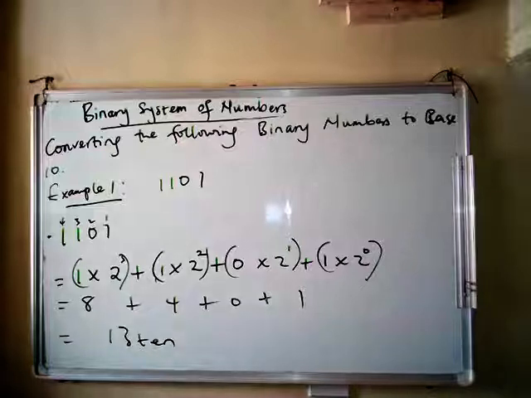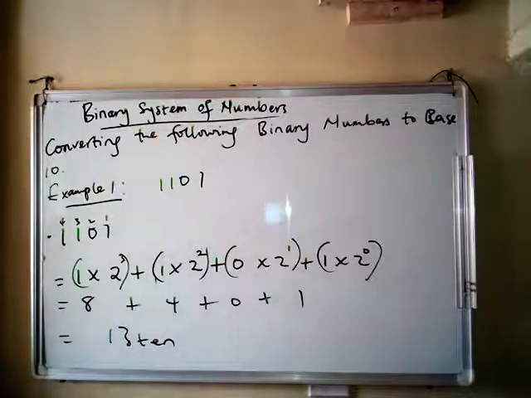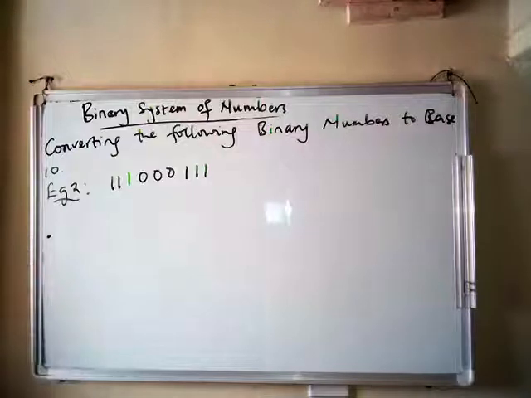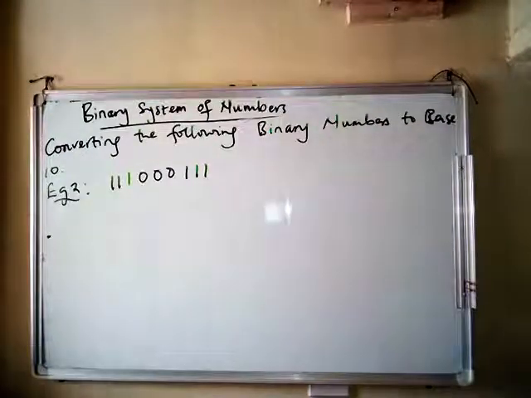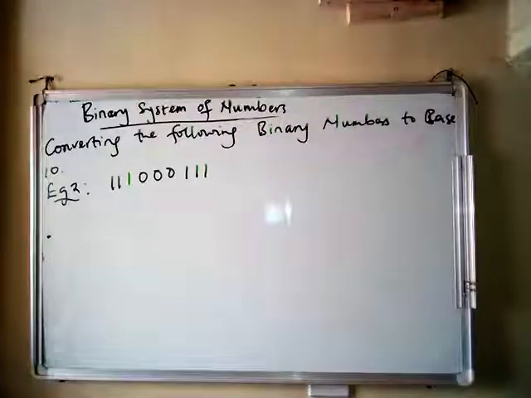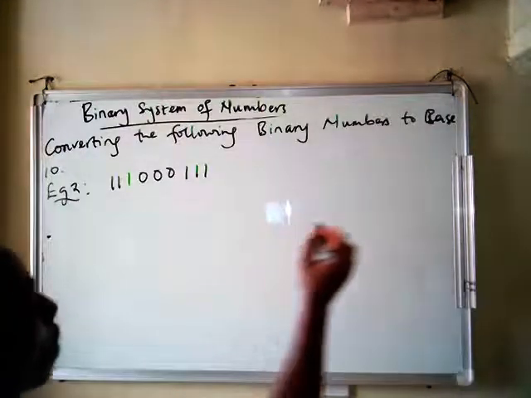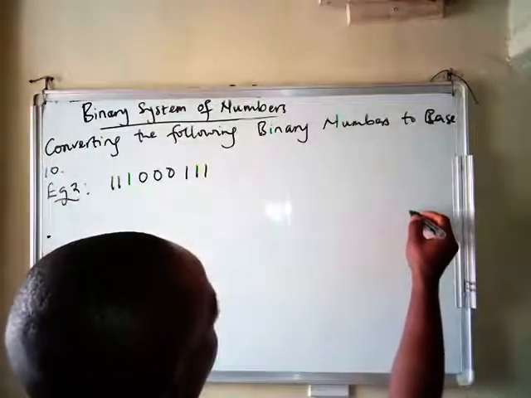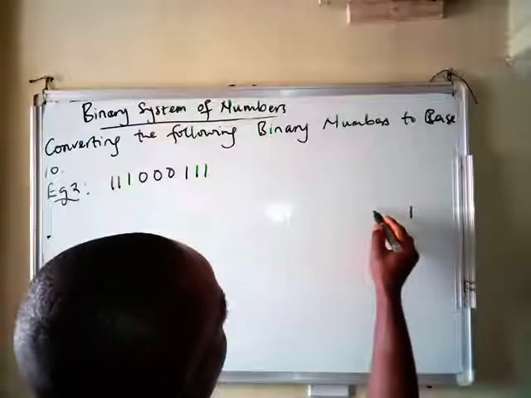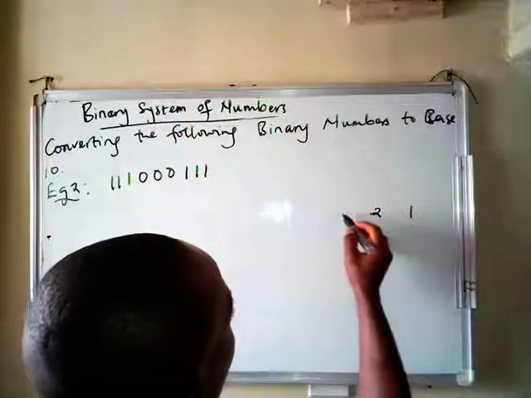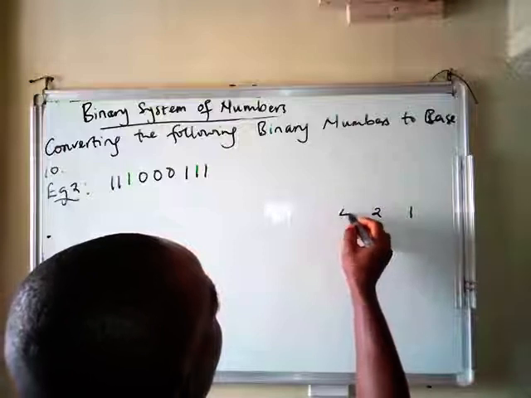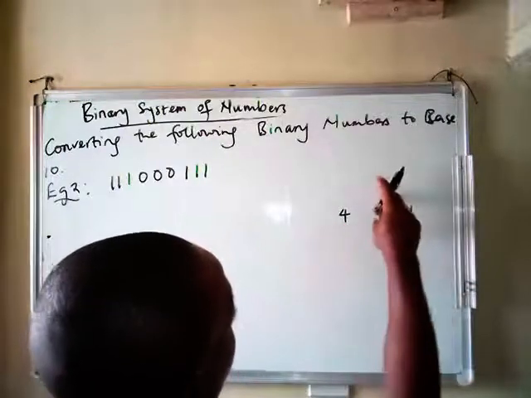I was going to show you what you usually do when you have 1 1 0 1 like this. You now start saying 1, 2, 3, 4. Since these are in base 2, you now say 1 times 2 raised to power 3 plus 1 times 2 raised to power 2 plus 0 times 2 raised to power 1 plus 1 times 2 raised to power 0. So you put them all in brackets.